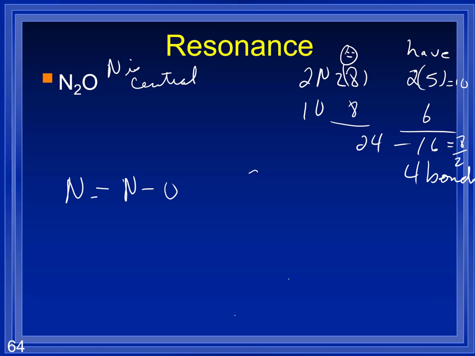I could make it 2 double bonds. Or I could make it a triple bond and a single bond. Or I could make it a single bond and a triple bond. Right, I got 4 bonds. Those are the possibilities. Okay.